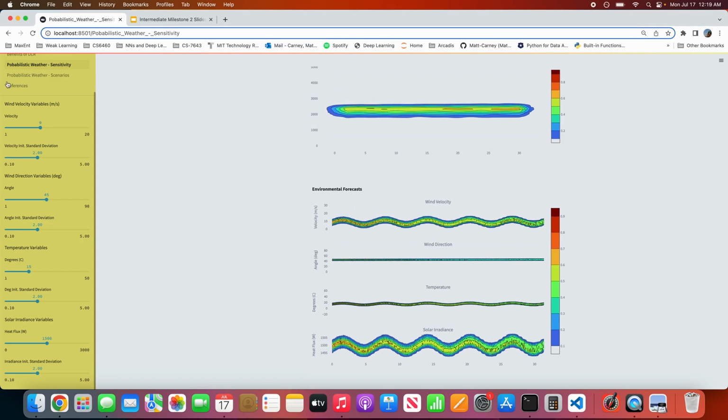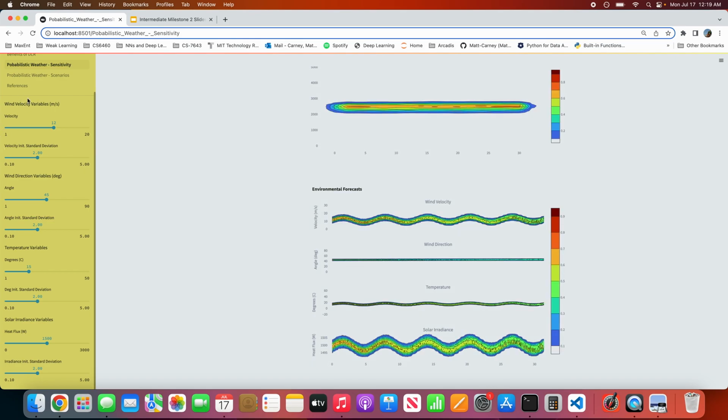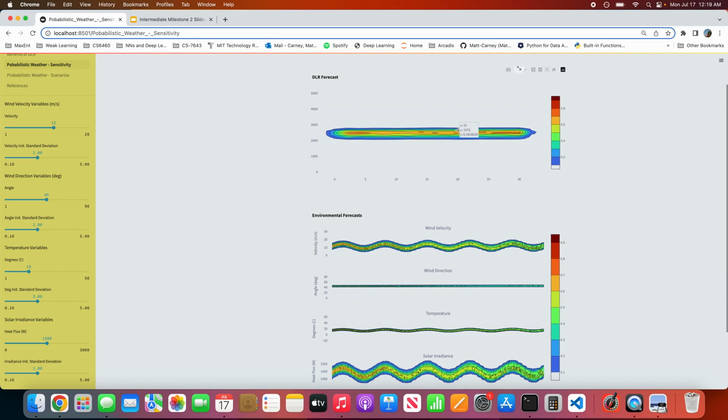So the idea here is, for instance, if you increase the wind velocity, that gives more of a cooling effect. So you can see here how, as I change that, the actual dynamic line rating forecast increases. Yeah, the idea is really just a sandbox.